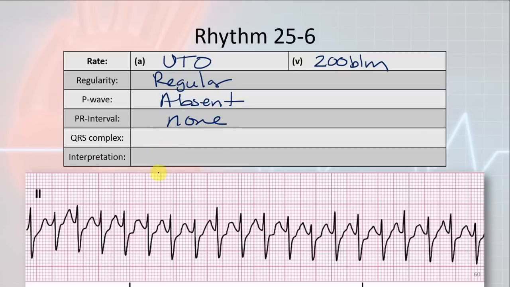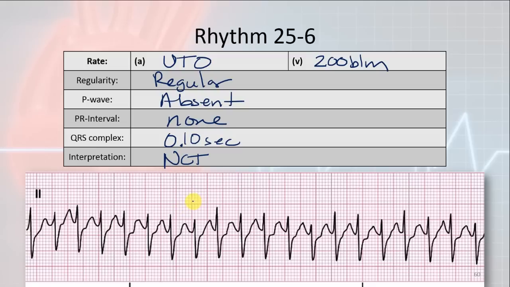QRS complexes, they look a little wide. They're kind of pushing. See how it's slurring out just a little bit right here? So the QRS complex might be trying to show a delay in the conduction system in the ventricles because it's so fast. The signal isn't getting through the ventricles as quickly as we would like it to. So we're going to go ahead and call that 0.10 second for the QRS complex. The interpretation, we could be safe and call it a narrow complex tachycardia.